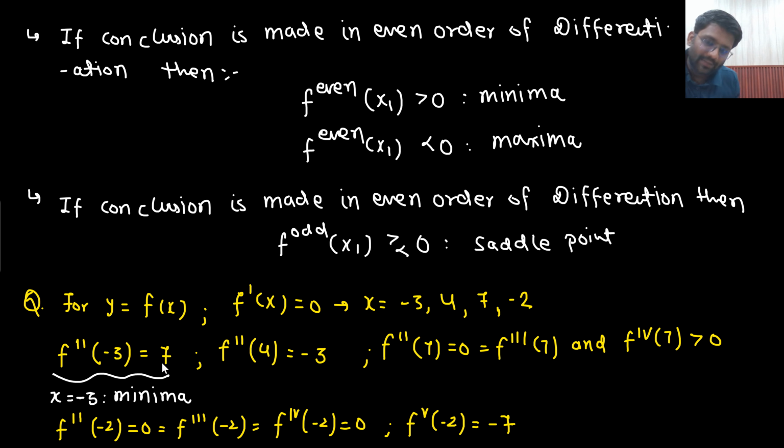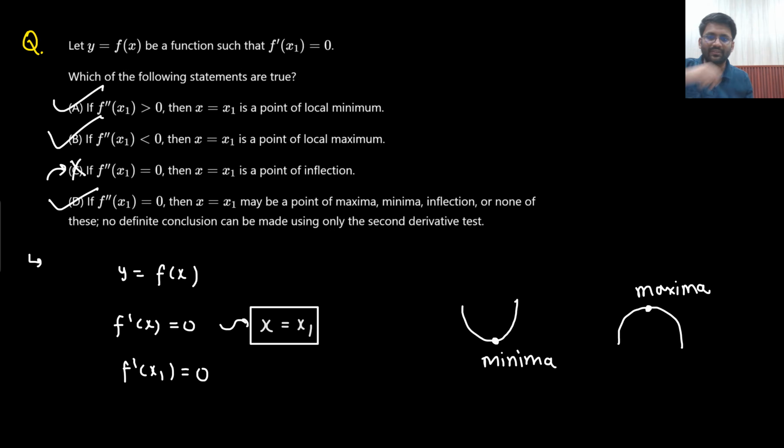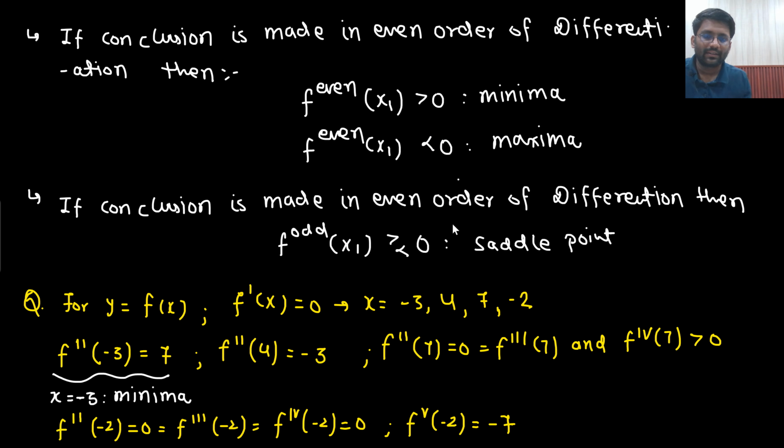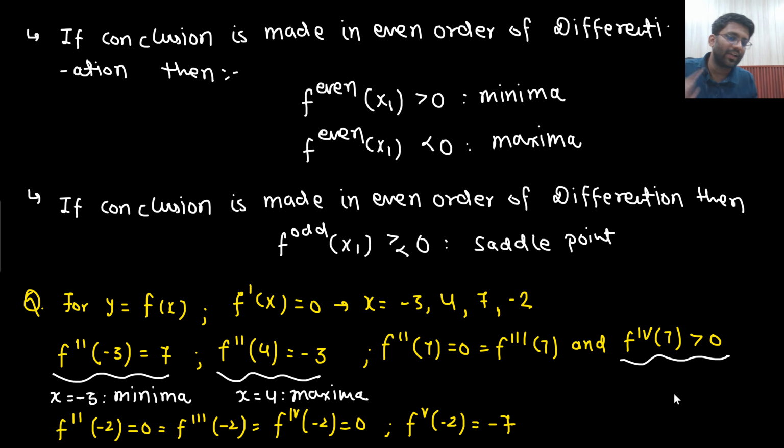If double differentiation comes out to be greater than 0, then it is the point of minima. Although these kinds of questions they will not ask, still, can we conclude? If it is coming less than 0, then it is maxima. Where is the conclusion made? In 2 times no conclusion, 3 times no conclusion, 4 times conclusion has been made. 4 times means even. In even time, conclusion has been made.